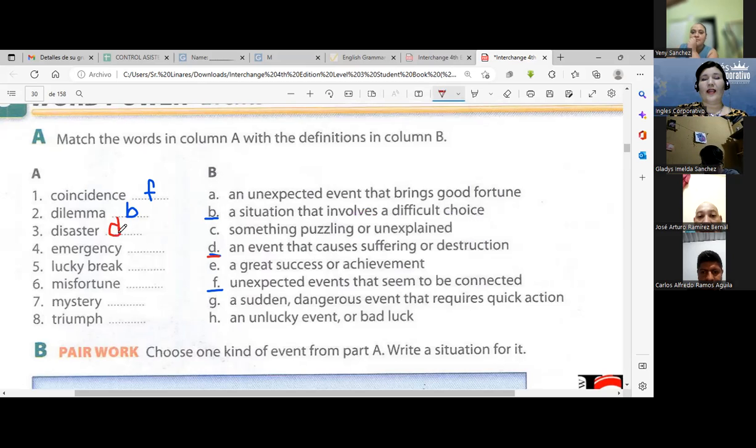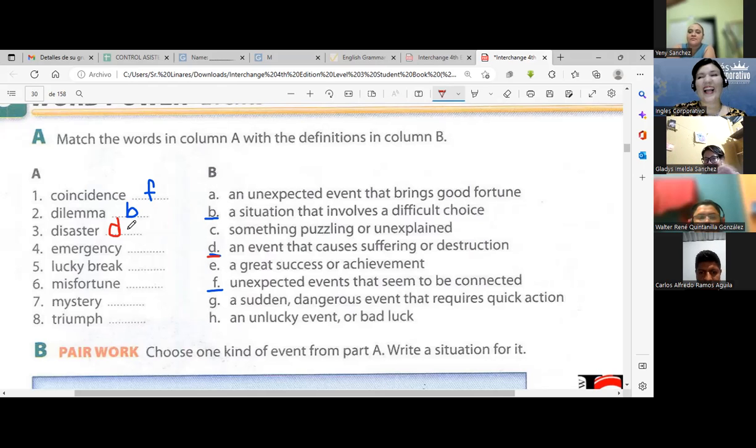Letter D. Hey, by the way, did you feel the earthquake in the morning? Yeah. It was fun. It was like, whoa. That was terrible.